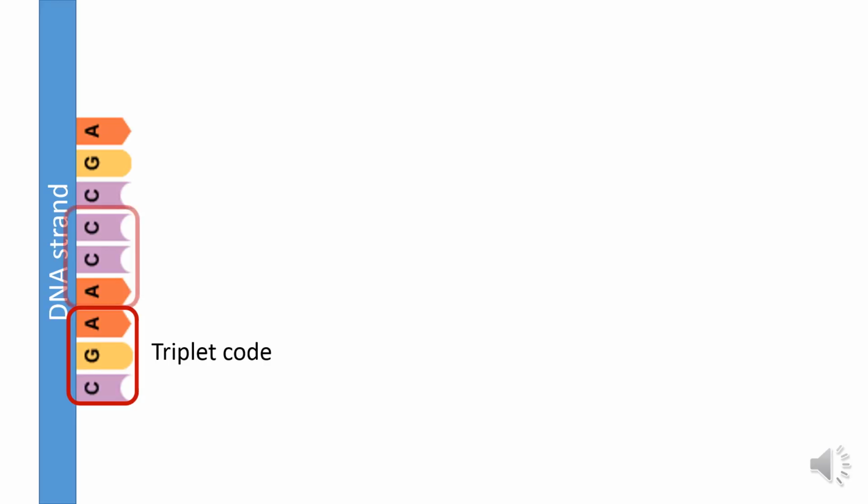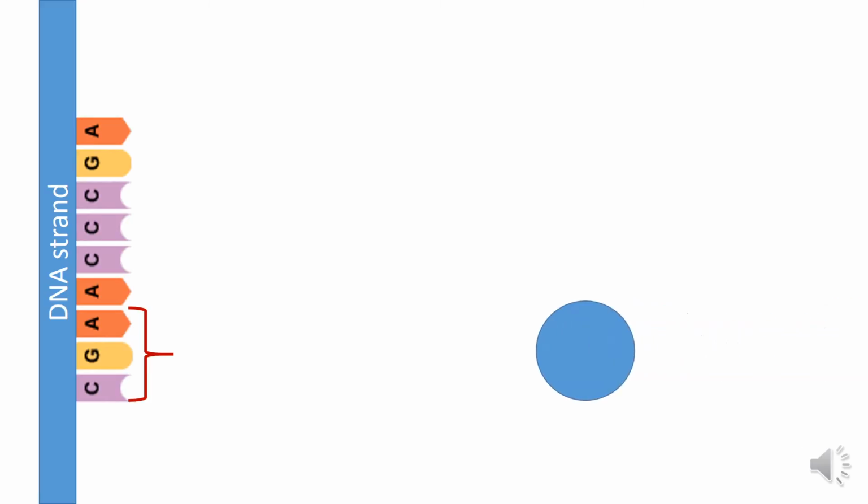Then the cell will use the next sequence of nucleotide bases, the next group of 3, the next triplet code, and so on, until the gene is ended and the chain of amino acids has ended. So let's see how that happens. The cell will take the first triplet code of the gene and put an amino acid in place.